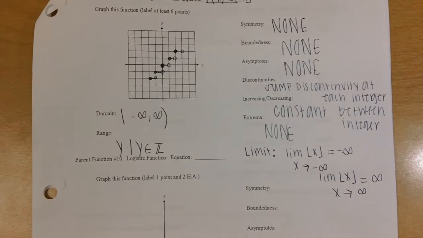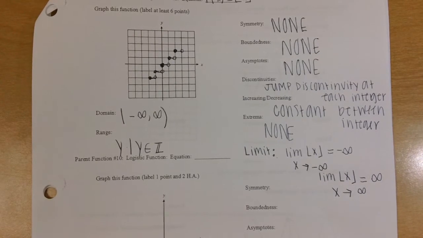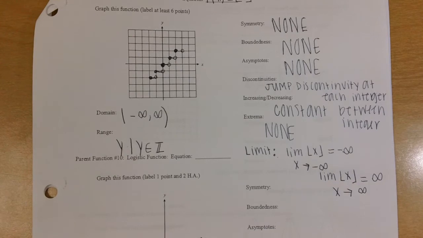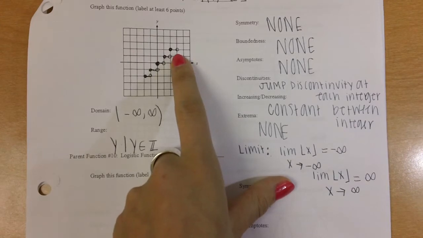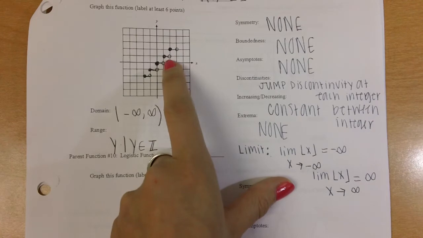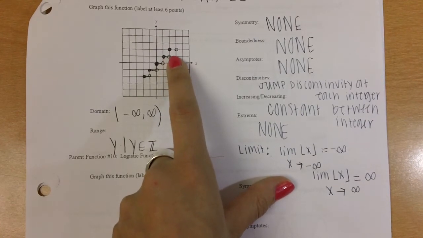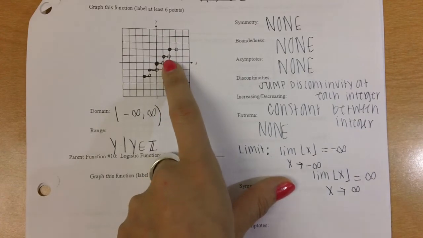Our function is called the greatest integer function, also known as the floor function or step function. Its equation is shown as f of x equals the largest integer that is less than or equal to x. If x equals 2, then y equals 2, not 1, because 2 is the greatest integer less than or equal to 2. So that is why there's a closed circle at 2 and an open one over at 1.